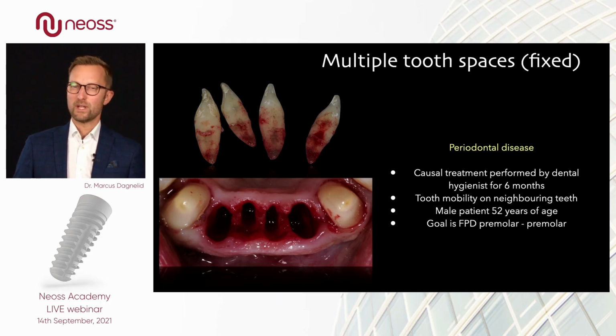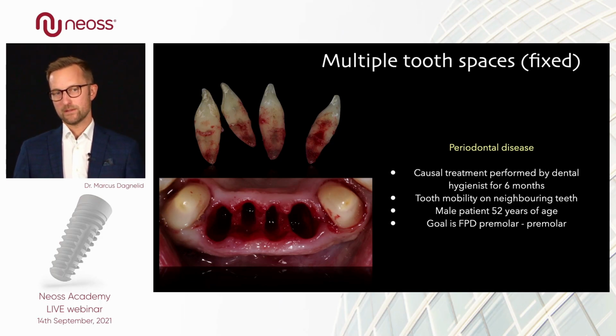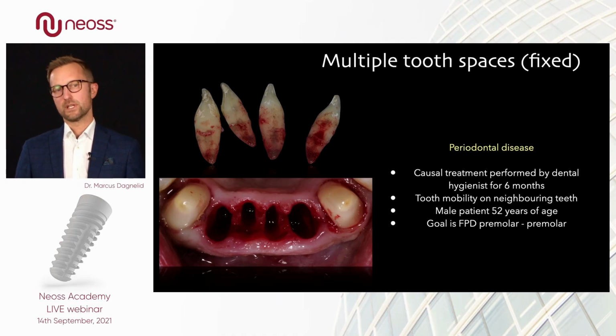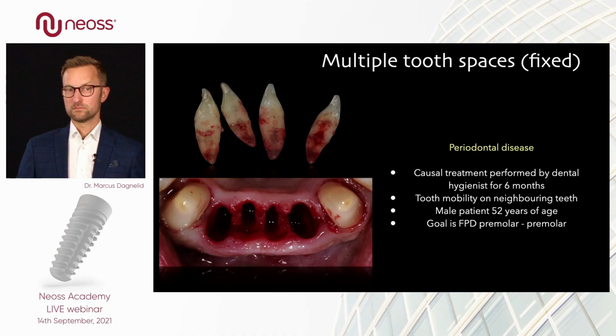What I know here is that we have tooth mobility on the neighboring teeth. So this is a perio case. The patient is a male patient, 52 years of age. So the goal here for me as a prosthodontist is not perhaps implant treatment. It's more a fixed partial denture, premolar to premolar.